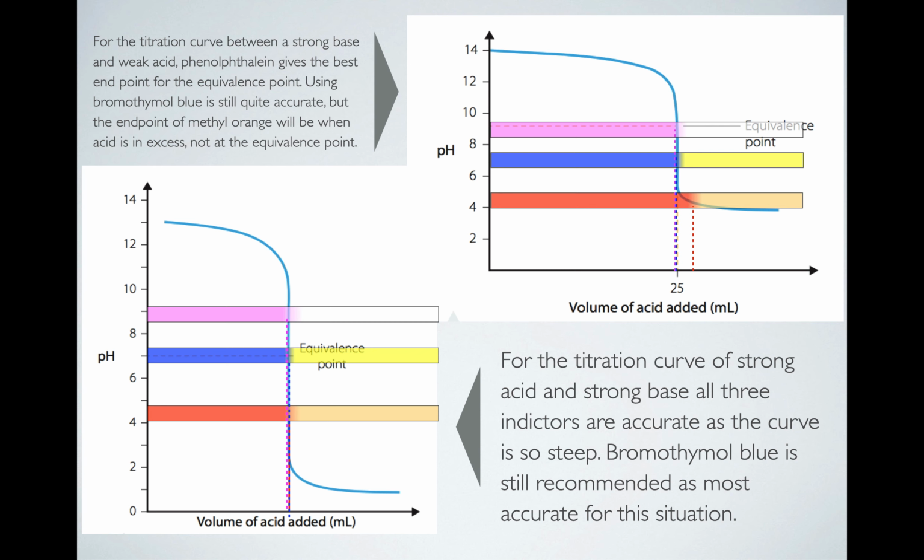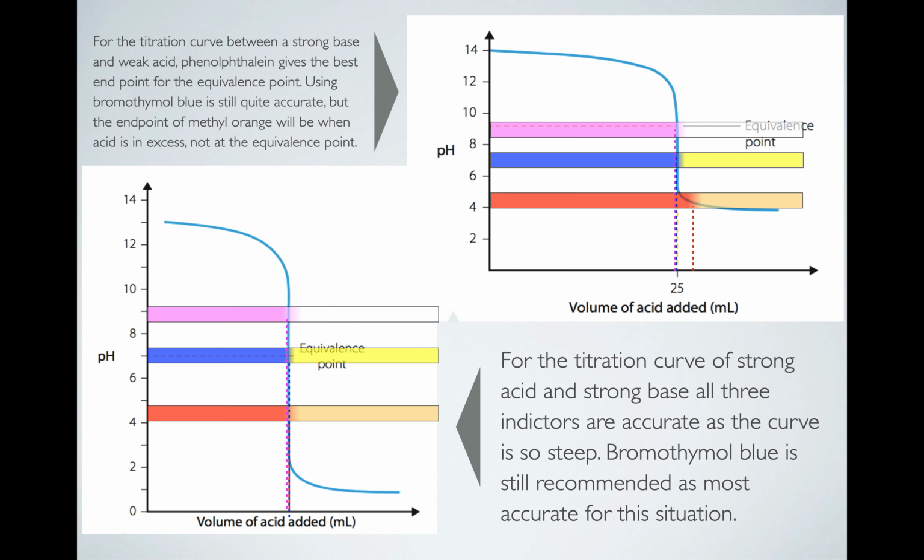Okay, so the equivalence point really matches up well with the bromothymol blue there. It goes from blue to yellow right at that point. But looking up there, the steepness in the curve shows that the colour change in phenolphthalein is actually quite accurate as well, because the difference in the amount of acid added between the phenolphthalein endpoint at around 9 and 7 there is not that much volume at all.